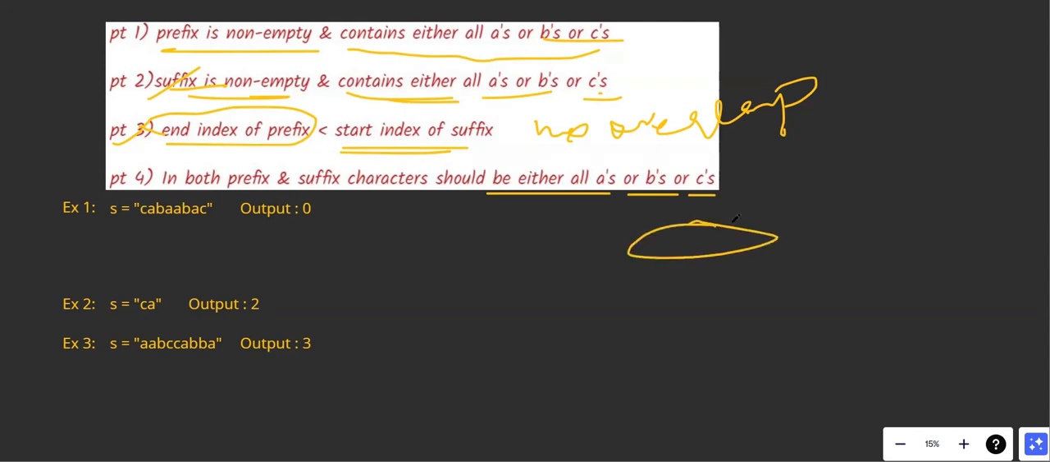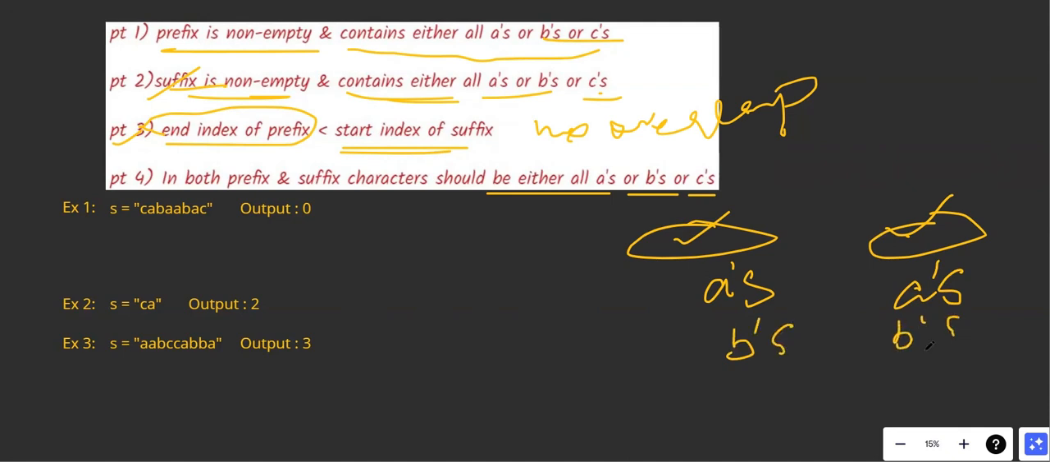all C. That means if we choose prefix and suffix, both must contain similar type of character, either all A, then suffix either all B or C.